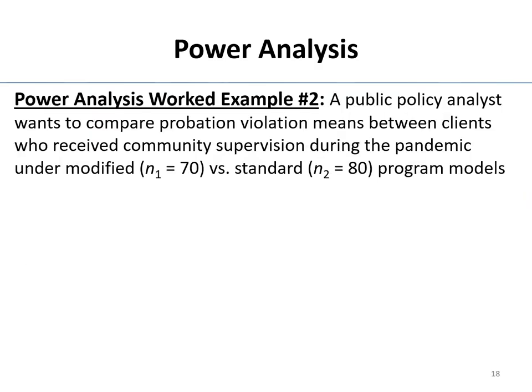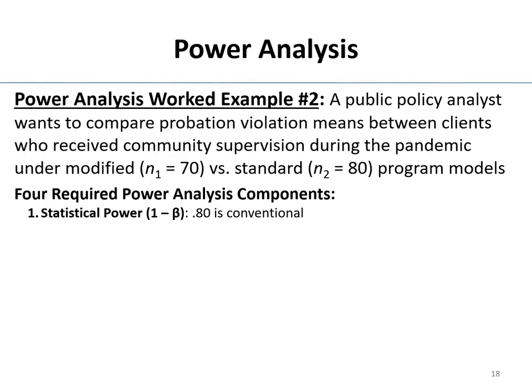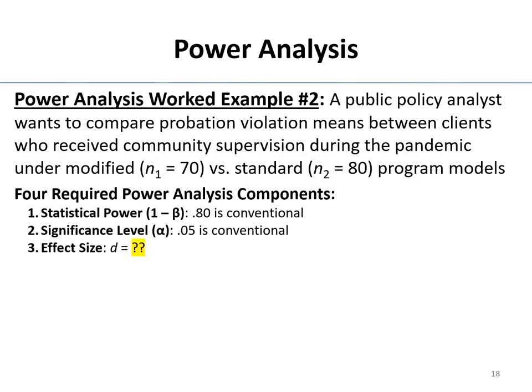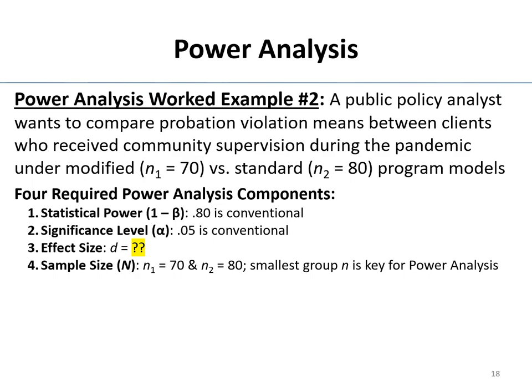All right, so let's go ahead and do another example of power analysis. In this case, we have a public policy analyst who wants to compare probation violation means between clients who receive community supervision during the pandemic under either a modified or a standard program model. So of the 4 required power analysis components, we know that we're going to use power of 80% or 0.8, 0.05 alpha level. Effect size, we don't know that. Again, we need an estimated effect size. In this case, it's Cohen's d because we're comparing means, so we'd be doing an independent samples t-test.